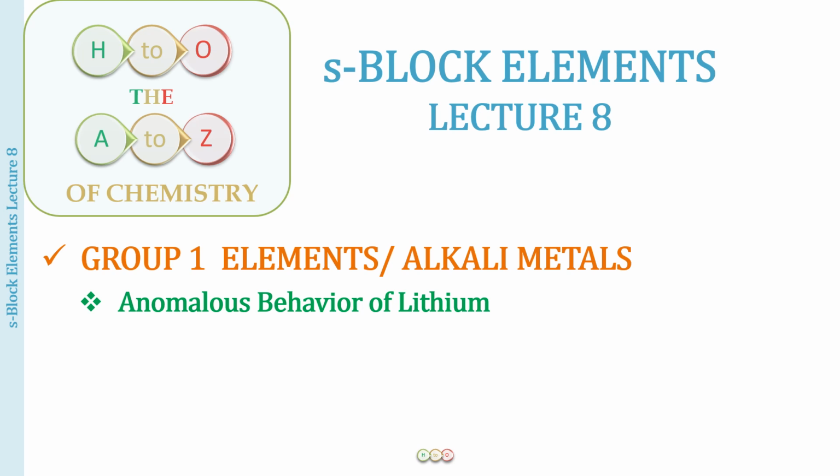If we start the group 1 elements, we have always been talking about from lithium to cesium. So we find that lithium, the first member of the alkali metals, is different from the rest of the alkali metals in many of the properties. So we are going to discuss today all those properties that lithium has different from the rest of the alkali metals. Essentially it is what we have already talked about when we were discussing the atomic properties, the physical properties, the chemical properties of the alkali metals.